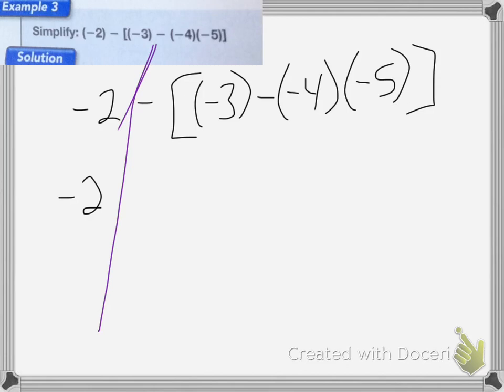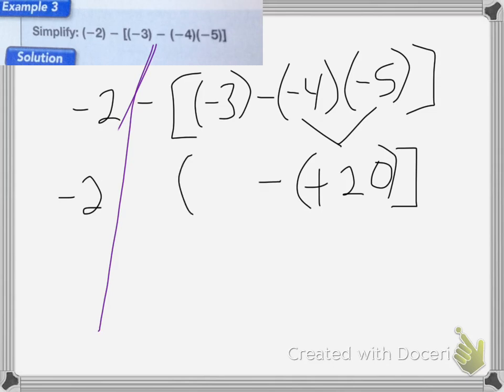So I have negative 3 minus a negative 4 times negative 5. First I need to multiply negative 4 times negative 5, which is going to equal a positive 20. Then the minus sign drops and my negative 3 stays here. I simplify it further. I have negative 3 minus a positive 20.